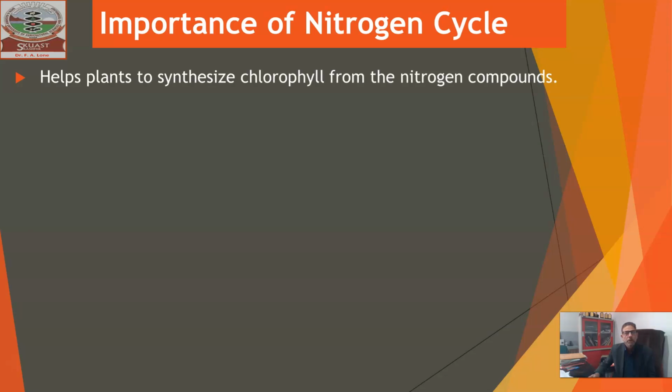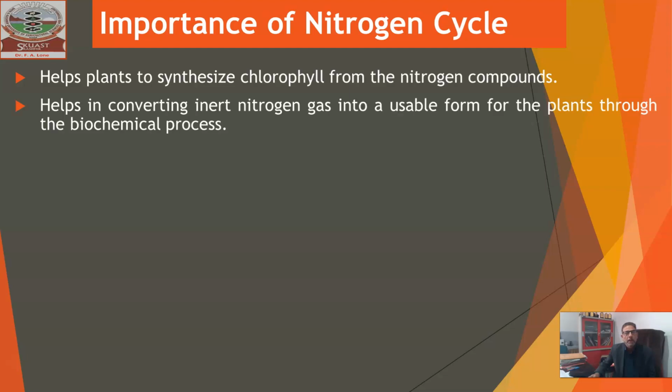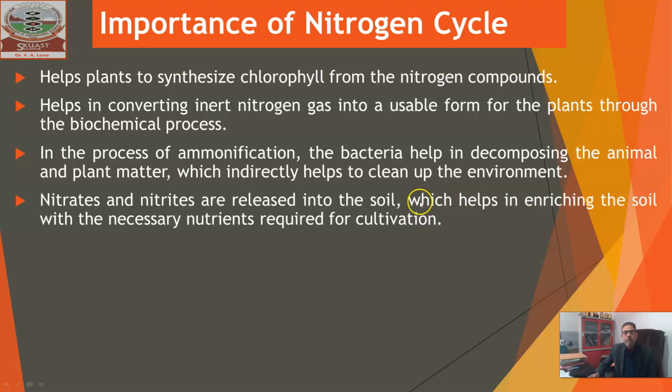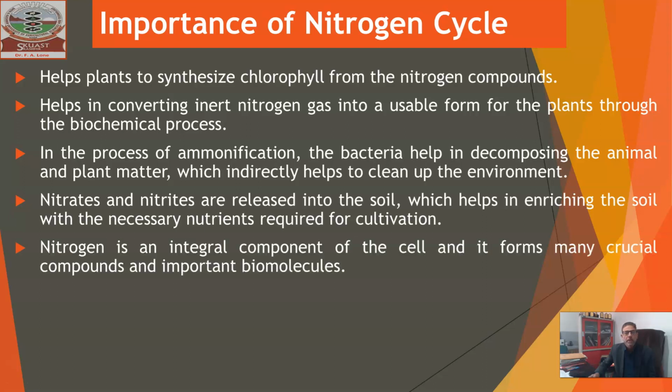Then the importance of nitrogen cycle. It helps plants to synthesize chlorophyll from the nitrogen compounds. It helps in converting inert nitrogen gas into a usable form for the plants through biochemical processes. In the process of ammonification, the bacteria help in decomposing the animal and plant matter, which indirectly helps to clean up the environment. Nitrates and nitrites are released into the soil, which help in enrichment of the soil with the necessary nutrients for cultivation.